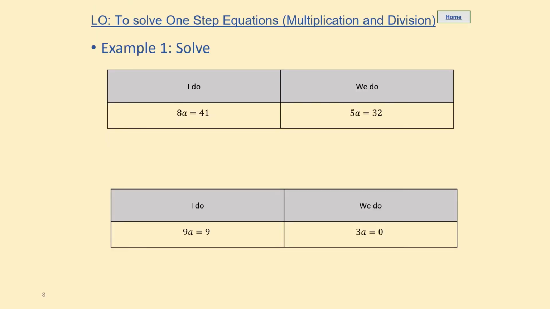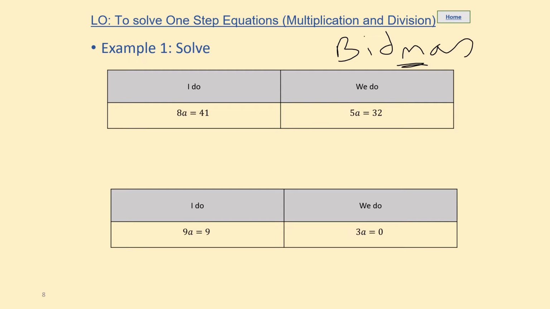Okay, let's go on to the next step. We're going to solve some one-step equations. This time we're going to do multiplication and division. So we're still going to follow BIDMAS: brackets, indices, division, multiplication. So the opposite to multiply is to divide.